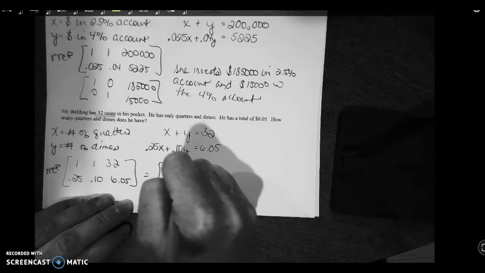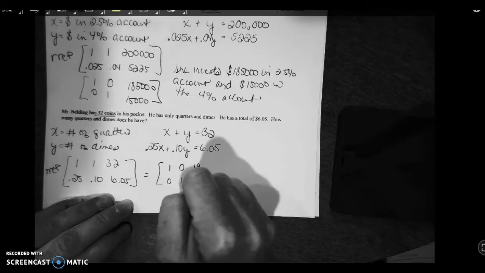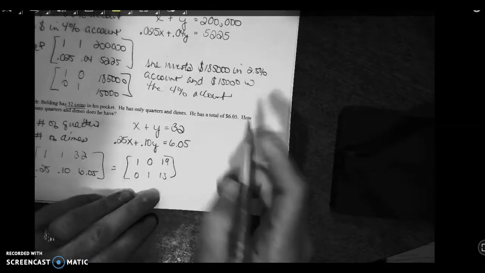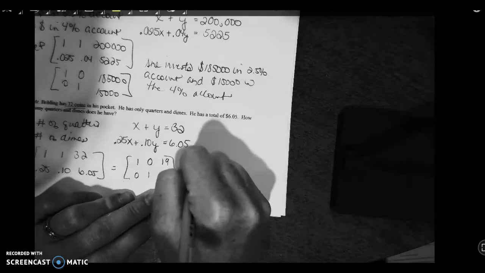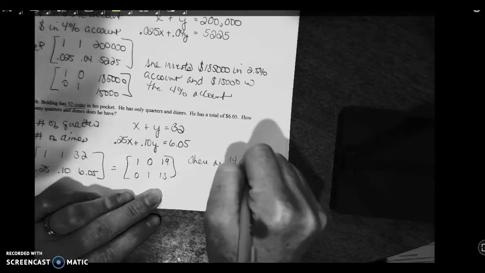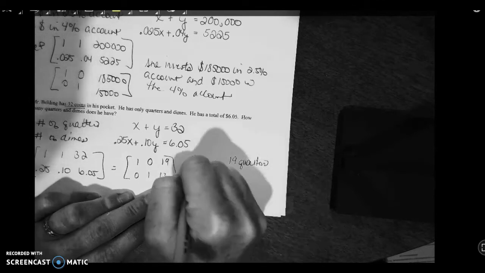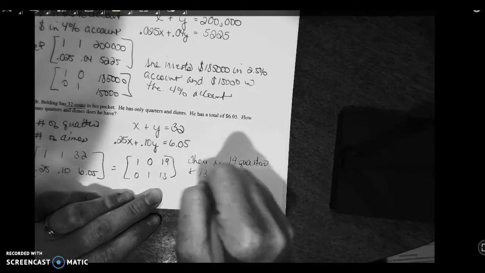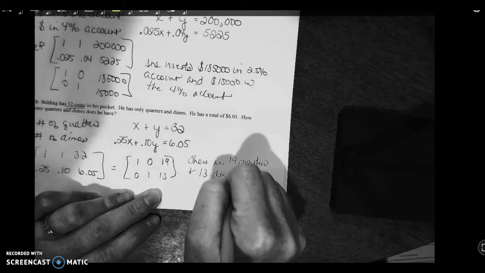And I'm getting 1019, 0113. So I go back and look. This means that there are 19 quarters and 13 dimes.